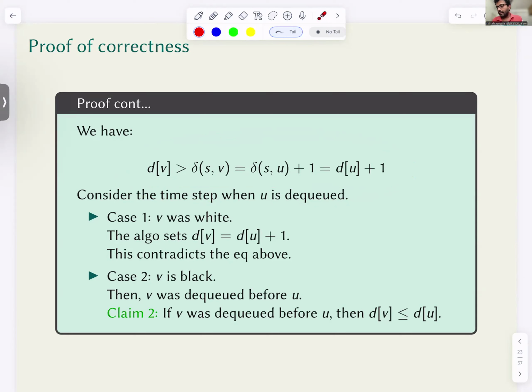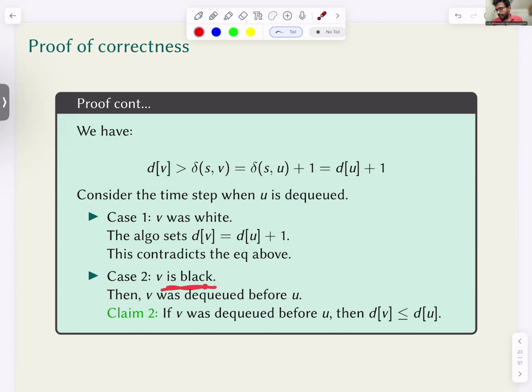Suppose when u is dq'd, v was not in the queue, meaning v was white colored. Because v is a neighbor of u, you will discover v, and dv will be set to du plus 1. But here we are saying dv is strictly greater than du plus 1. So that's a contradiction, right?